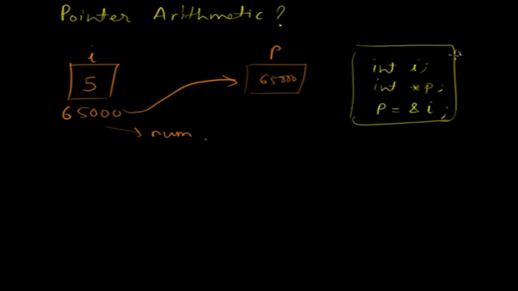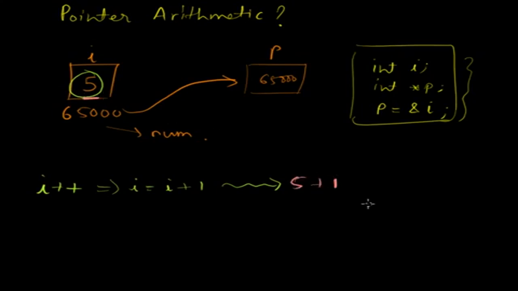Now what I've drawn can be summarized from this code. I is an integer, p is an integer pointer, and p stores the address of I, hence p points to I, right? Now observe carefully. What if I do I plus plus? I contains the value 5, and if I do I plus plus, it means that I equals I plus 1. We are incrementing I by 1, so 5 plus 1 gives 6.